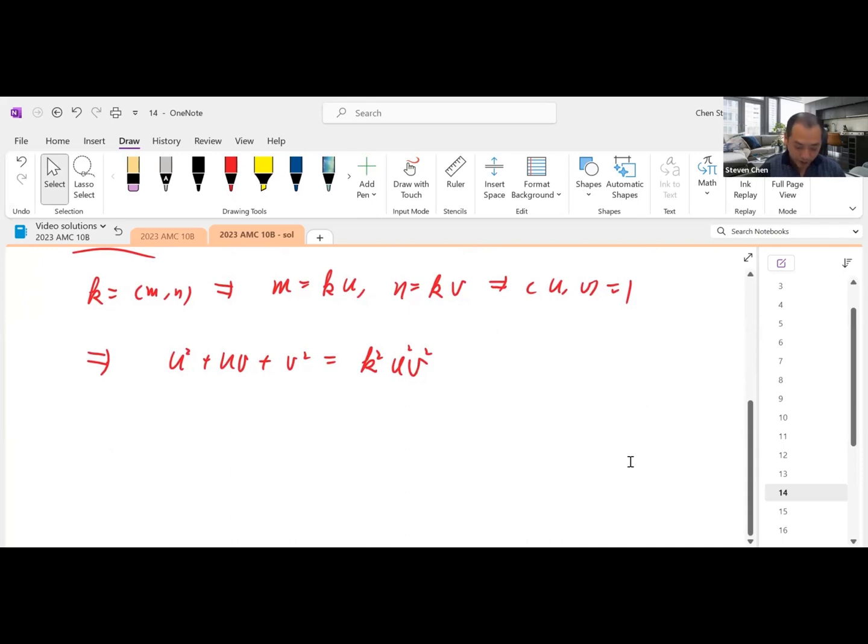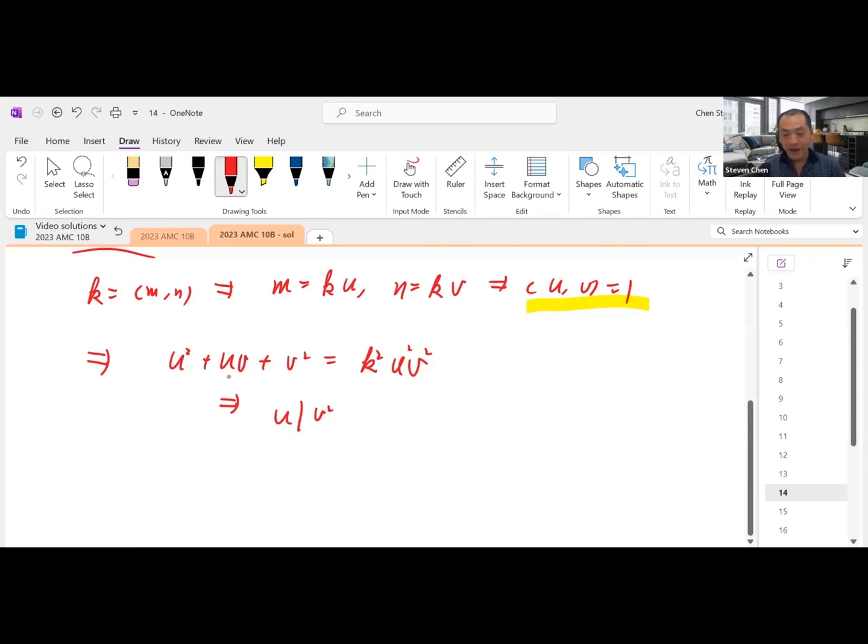To solve this one, the key condition we have to use is that u and v are relatively prime. So let's take this equation modulo u. Then the right-hand side is congruent to 0. For the left-hand side, modulo u, the first and the second terms are congruent to 0. So it requires the third term on the left-hand side to be congruent to 0 modulo u. So that means u must divide v squared.